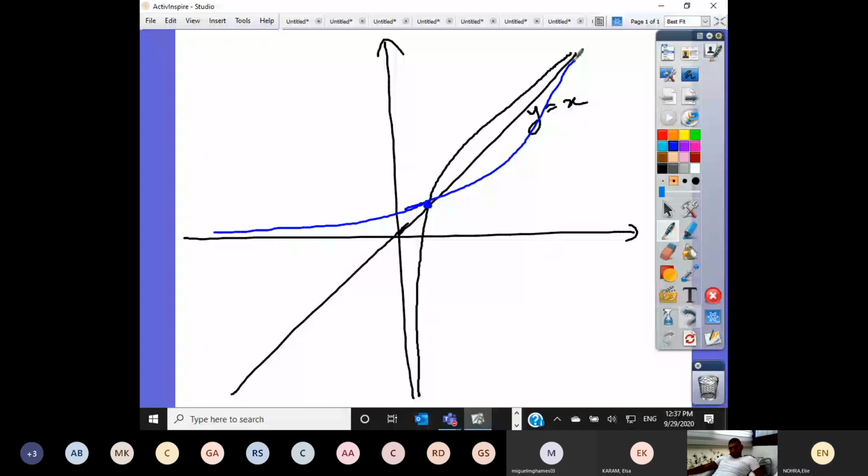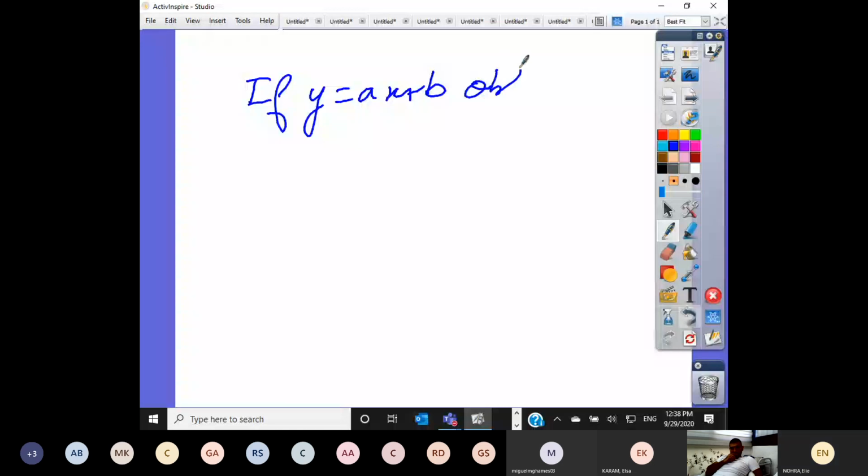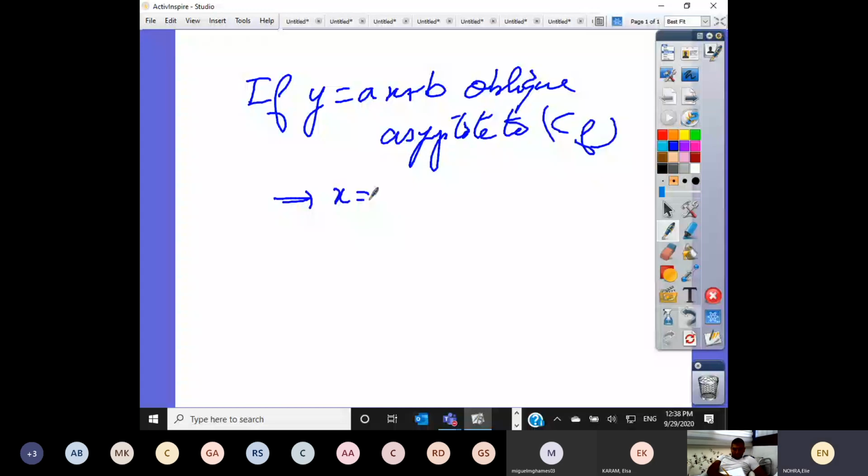هلا if y equals ax plus b is an oblique asymptote to CF, then x equals ay plus b is an oblique asymptote to CF minus 1. ليه؟ لأنه تتذكروا قلنا we flip x and y. نعم مظبوط استاذ، هيدي هي we flip x and y.